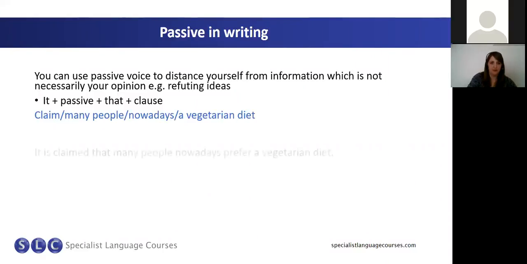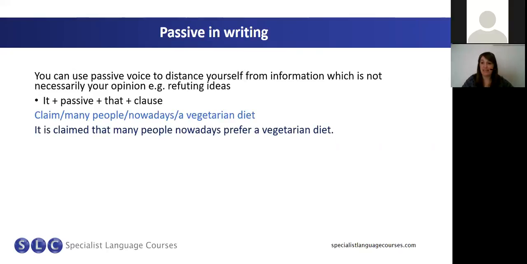Okay, so let's have a look. We can say it is claimed that many people nowadays prefer a vegetarian diet. We could use prefer, eat, or have, for example.